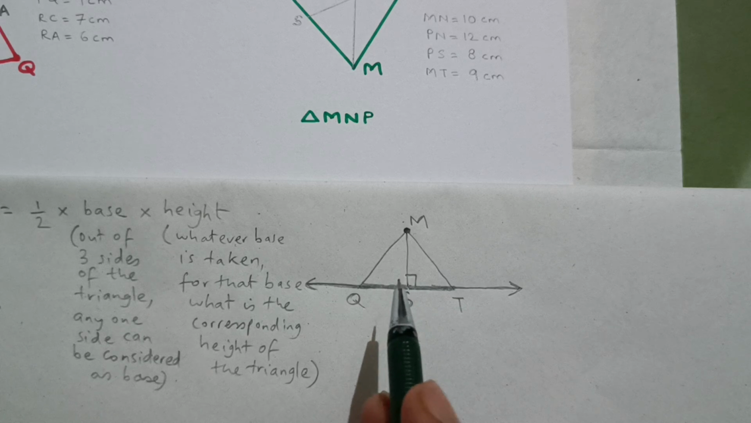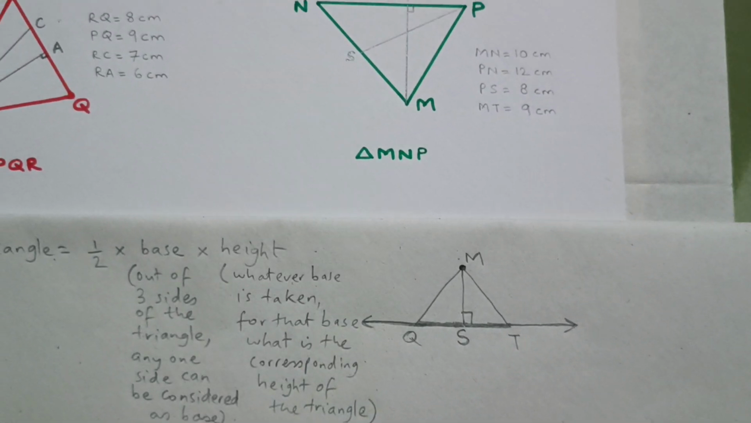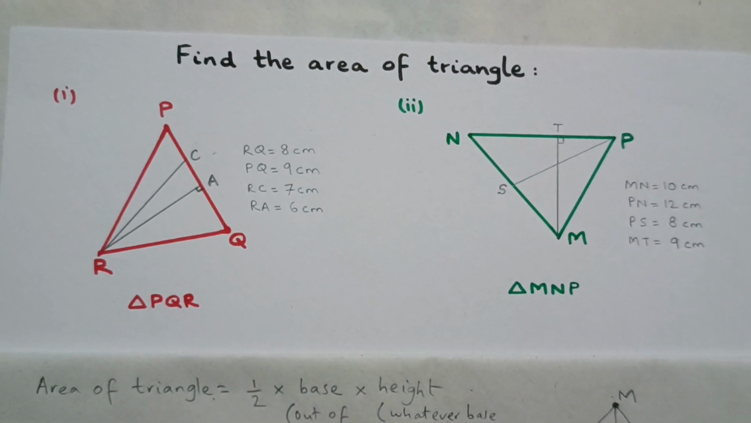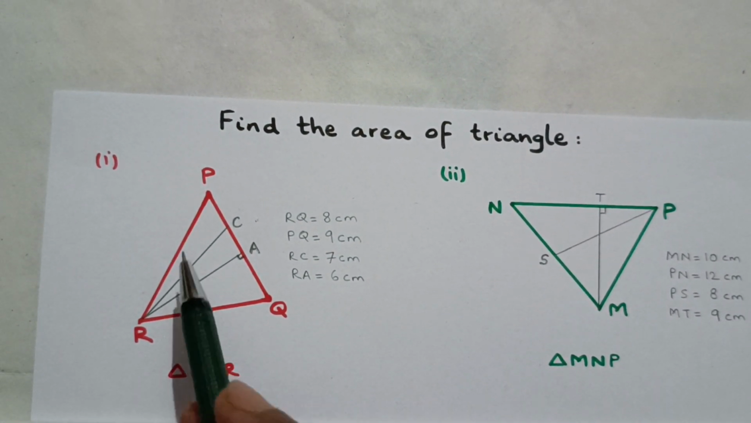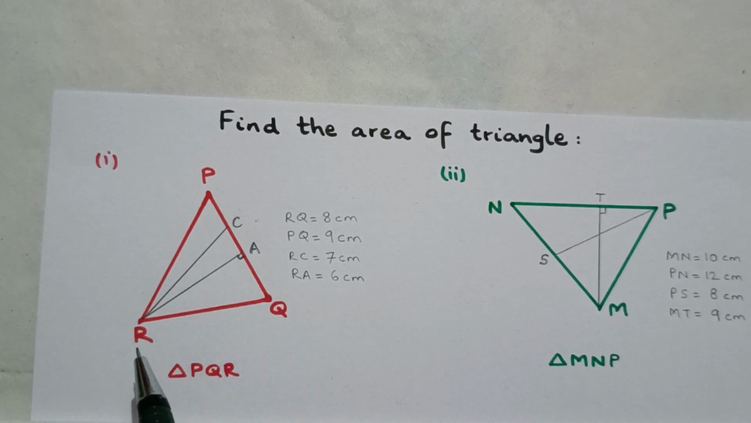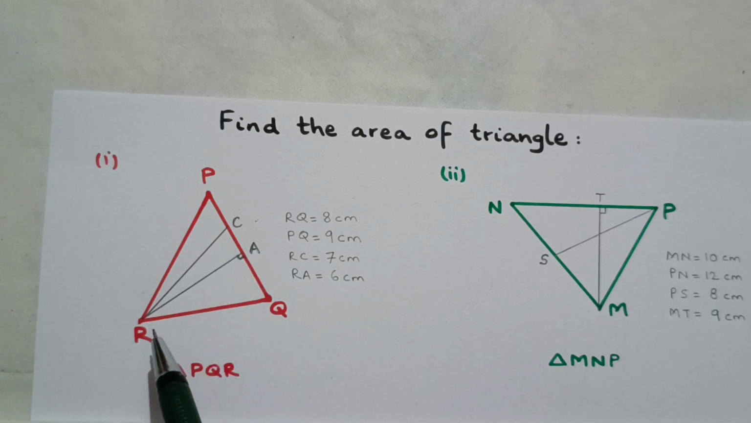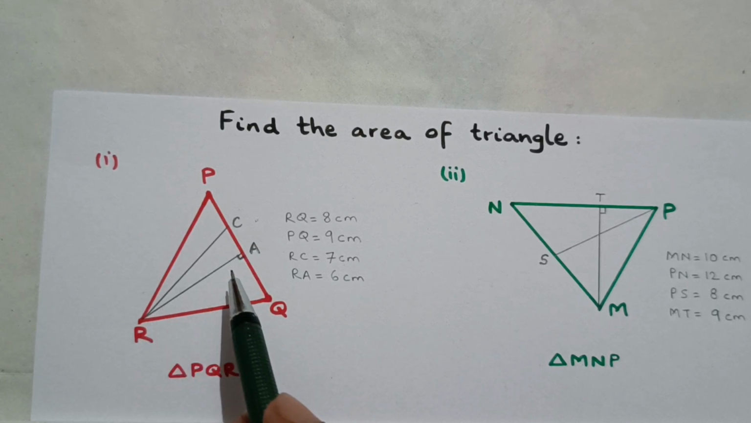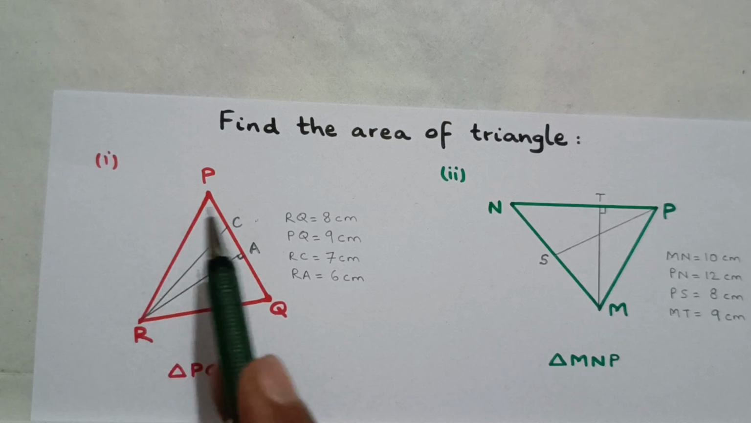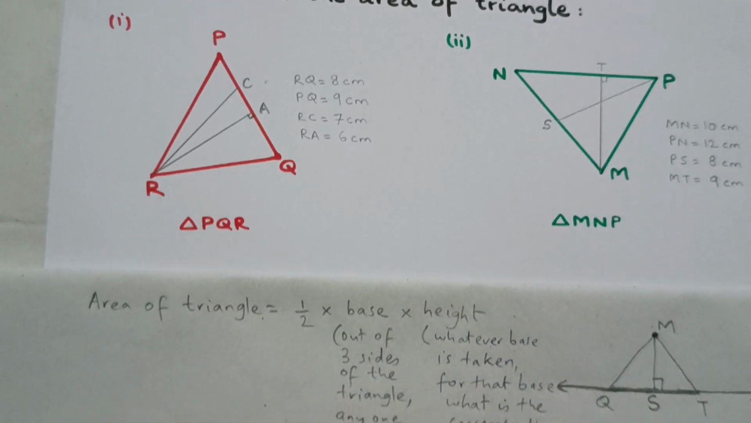Now it will become more and more clear as we solve these questions in this question set. So let us go to question number 1. So we have to find the area of triangle PQR, and we have been given this information and these line segments in this triangle. So using this information, we have to find the area of triangle PQR.